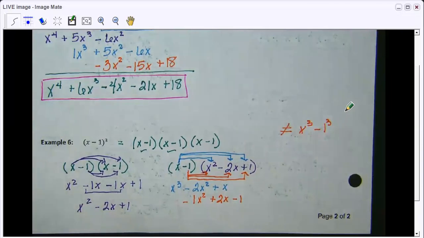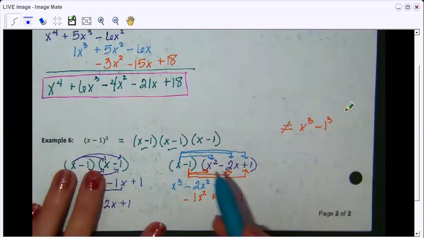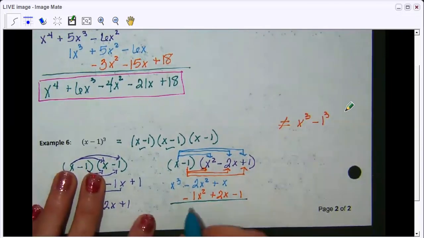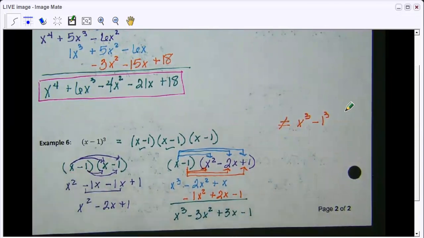Now I'm going to add these all together. And I end up with x cubed minus 3x squared plus 3x minus 1.